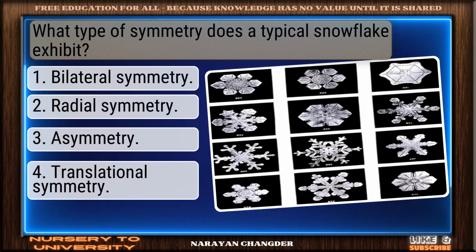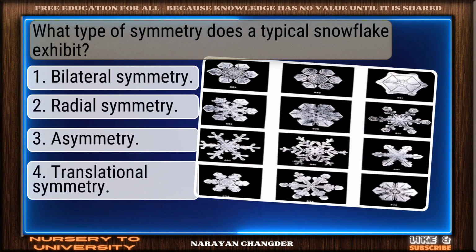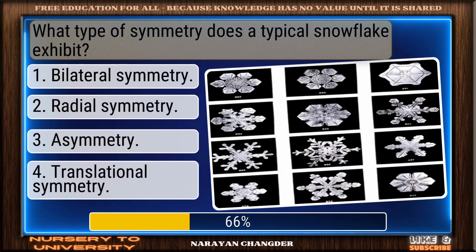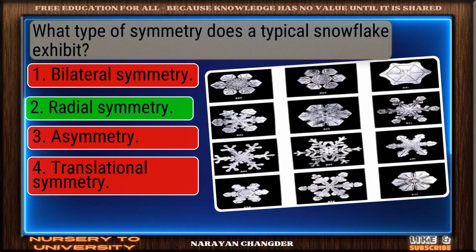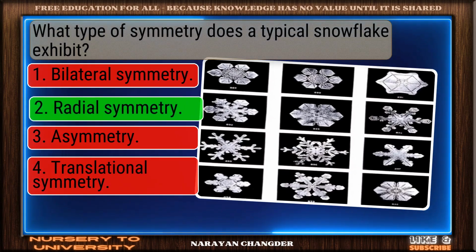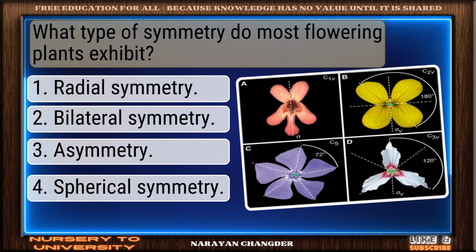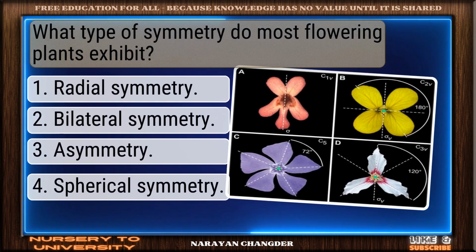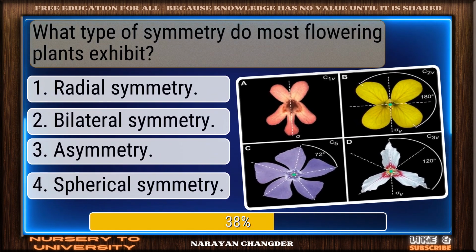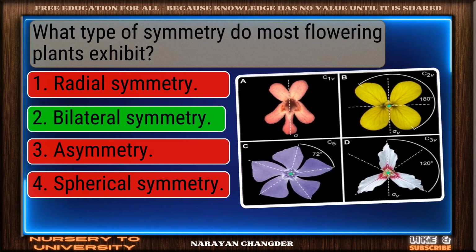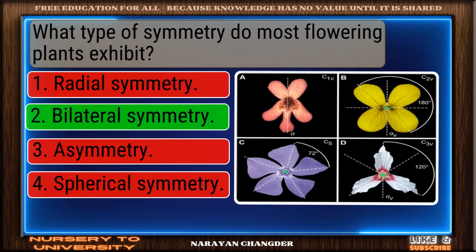What type of symmetry does a typical snowflake exhibit? You got it. Your choice radial symmetry is right. What type of symmetry do most flowering plants exhibit? Valid point. Bilateral symmetry is true.